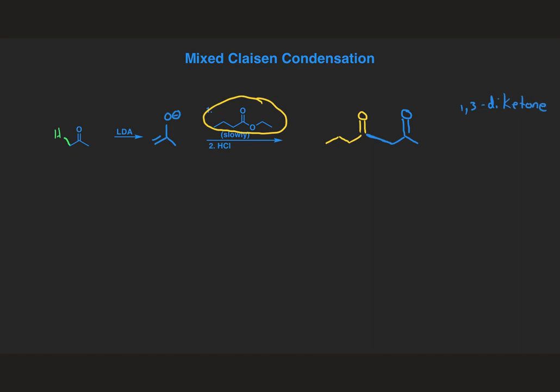where this yellow part of the molecule comes from this ester minus the alkoxy leaving group, and the blue part of the molecule comes from acetone. That's going to wrap up our discussion on the Aldol and Claisen reactions.